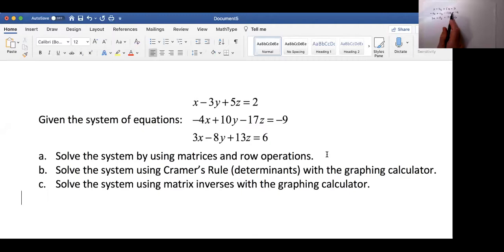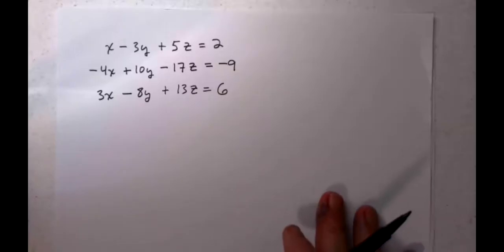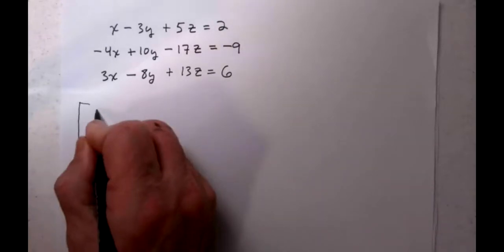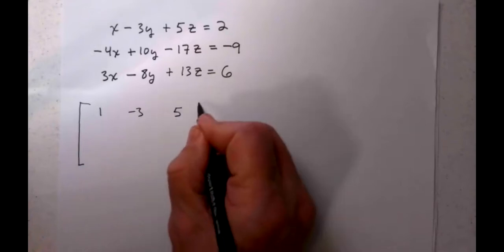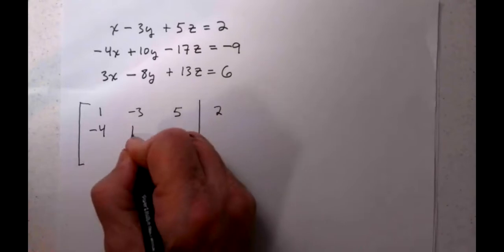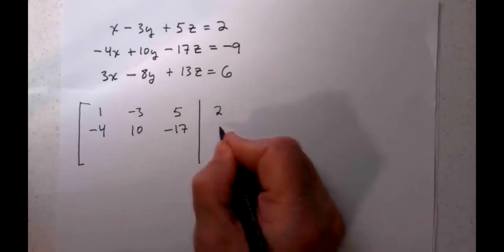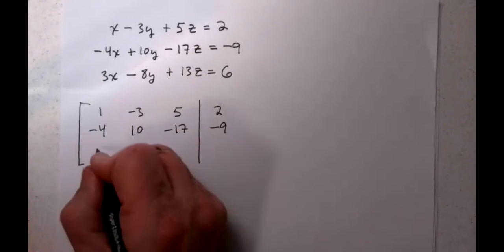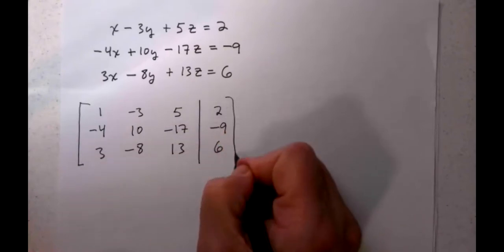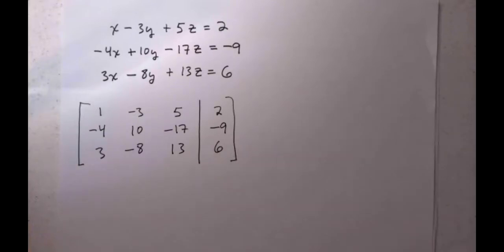So we have x minus 3y plus 5z is 2. Negative 4x plus 10y minus 17z is negative 9. 3x minus 8y plus 13z is 6. We want to rewrite this as an augmented matrix. What do we see? 1x minus 3y plus 5z equals 2. Then we have negative 4x plus 10y minus 17z equals negative 9. And then finally, 3x minus 8y plus 13z is 6.